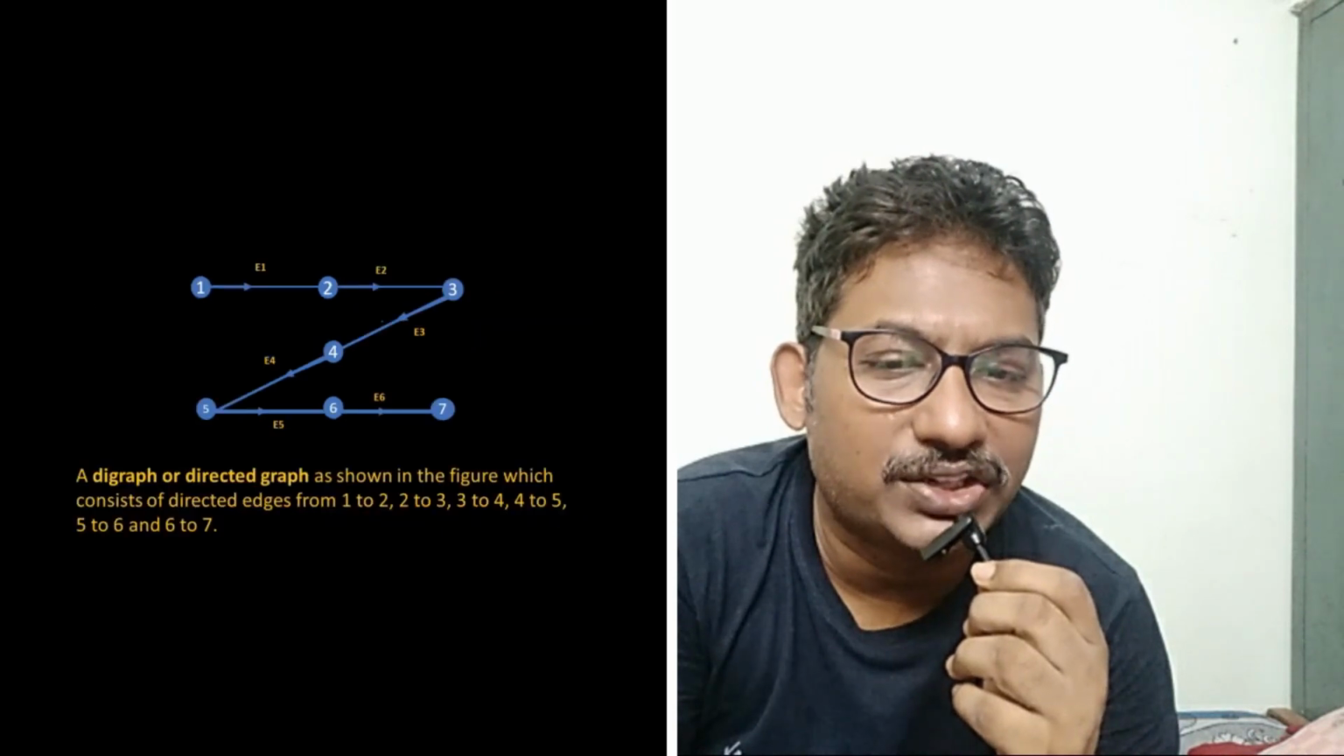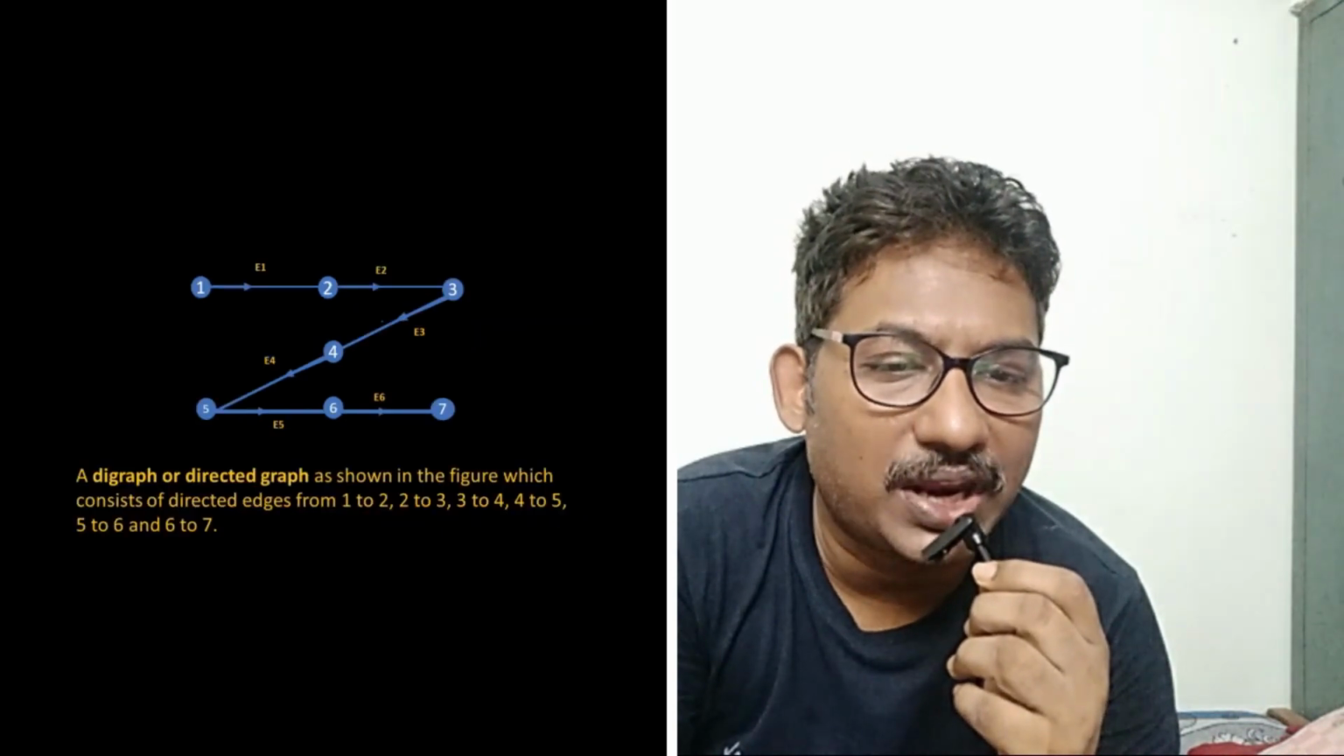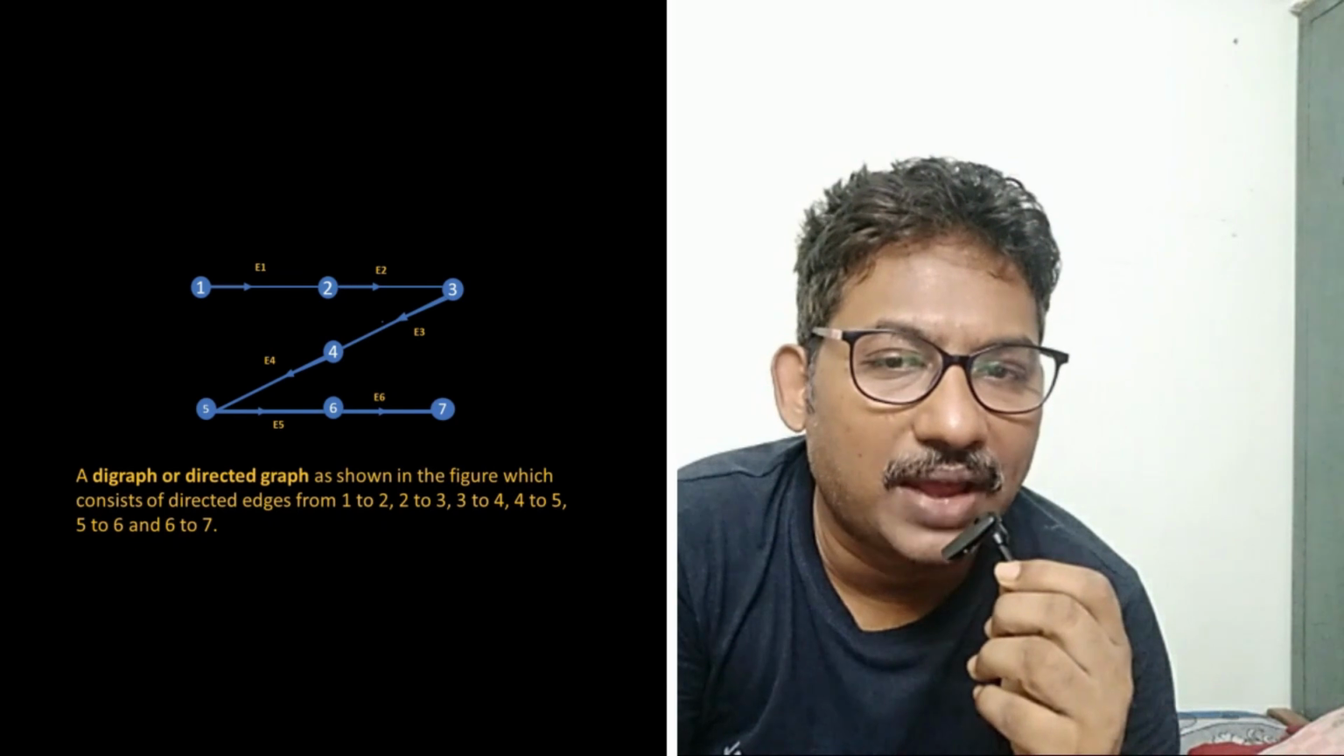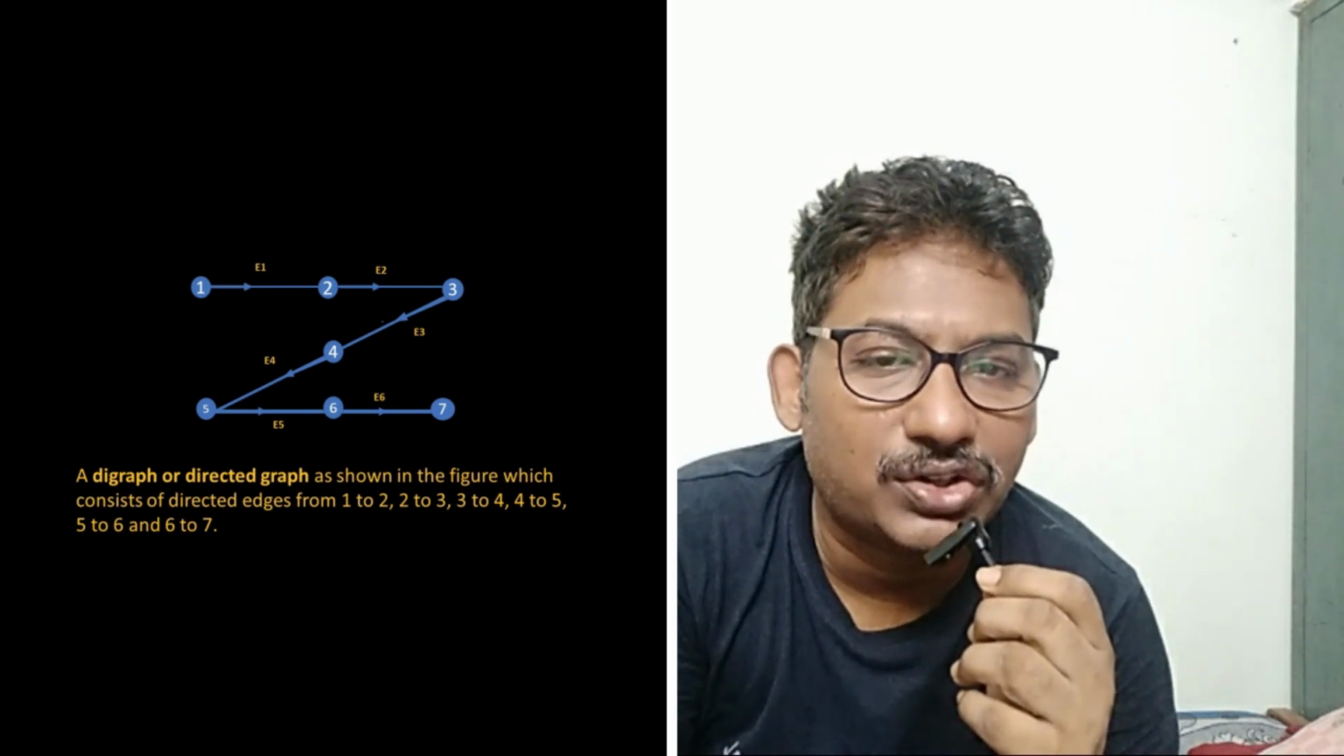Then 2 to 3 it is edge E2. 3 to 4 edge E3. 4 to 5 edge E4. 5 to 6 edge E5. And 6 to 7 edge E6. So these are the graphs. These are the representation of the edges.